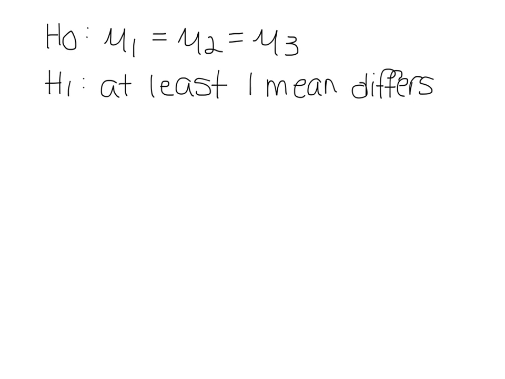The next step is to find the critical value. And in order to find the critical value, we need to define the two variables k and n. K is the number of groups, which is 3, and n is the sum of sample sizes of the groups, so that would be 12.